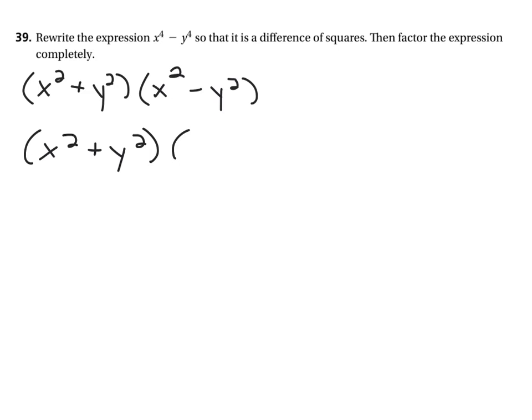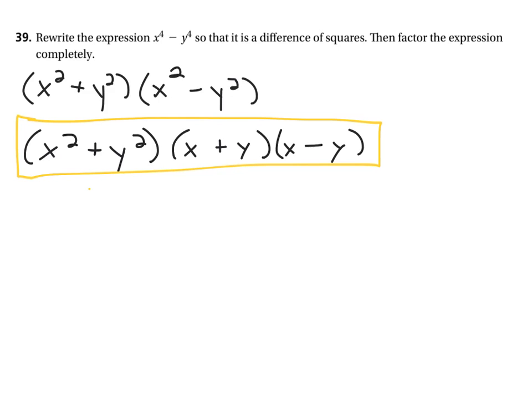But this one is. X squared minus y squared. They're two perfect squares, and there's a difference. It means they're being subtracted between them. So one of them's positive, one of them's negative, and then what's the square root of x squared? X. That goes in each one. What's the square root of y squared? Y. Goes in each one. That is the perfectly factored form of this problem.